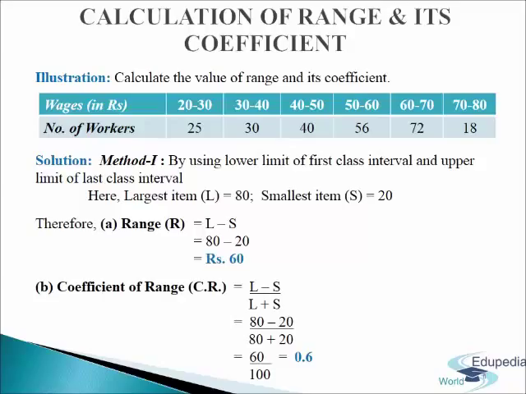Next we come to coefficient of range. CR is equal to (L minus S) divided by (L plus S). After putting in the values and calculating it, we will get 0.6 as coefficient of range. This is how we will calculate range and its coefficient by method 1.